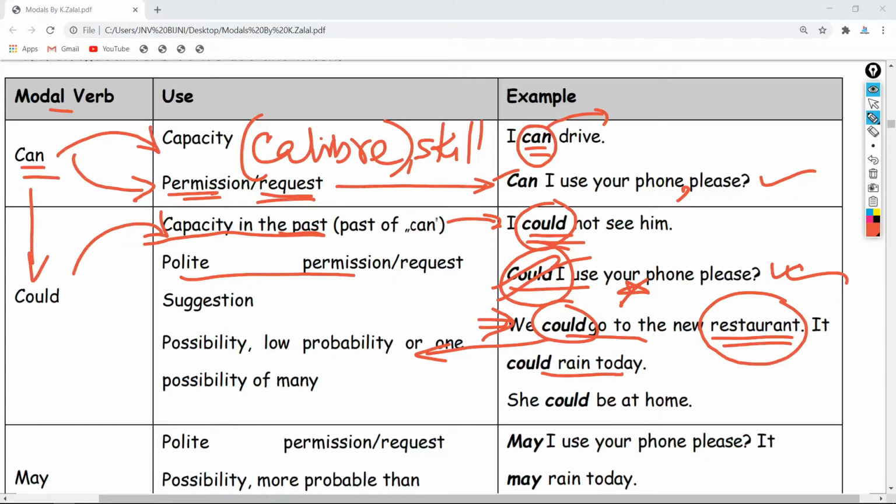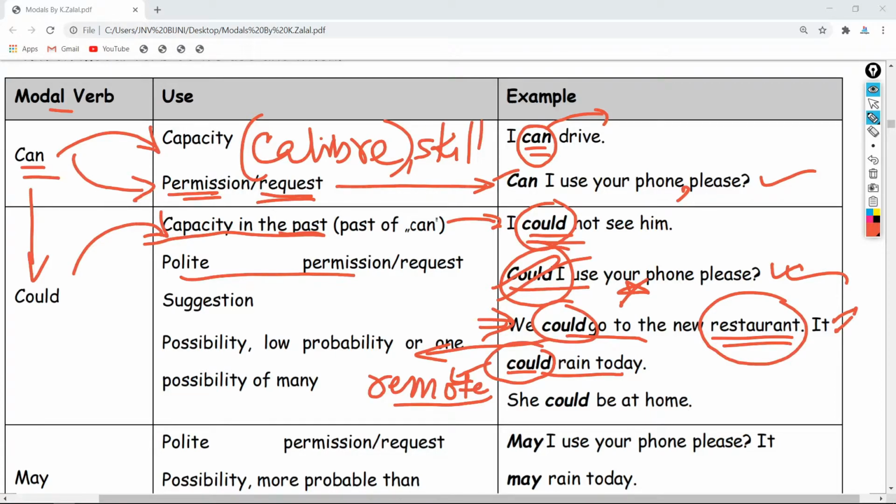This is another one, and it talks about possibility. It could rain today, and this possibility is a little remote. Remote possibility. Okay, my dear children, you remember this remote possibility.